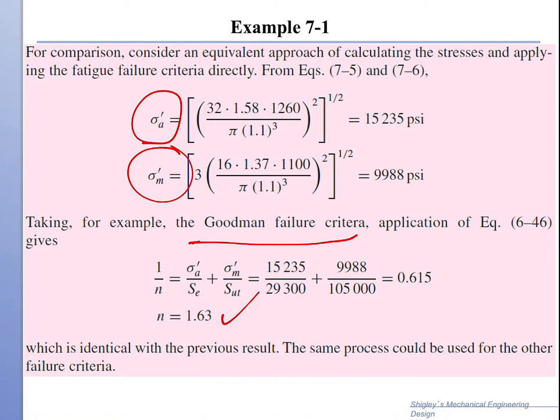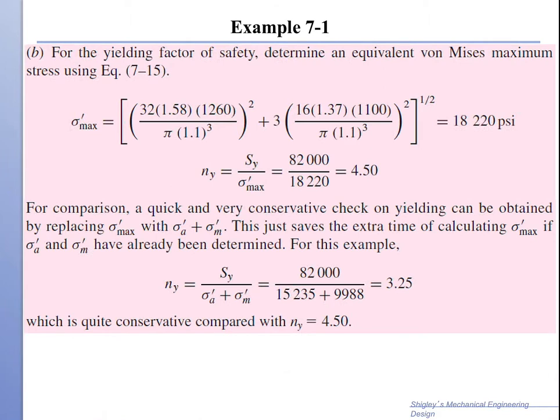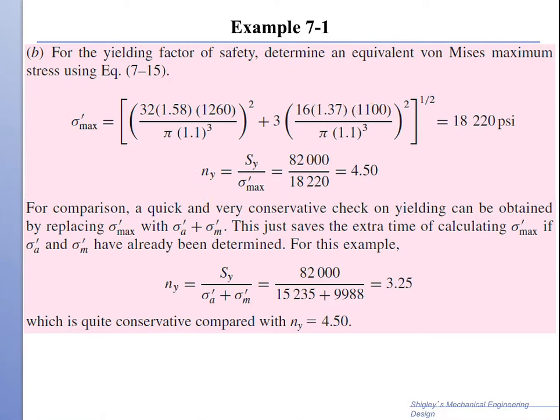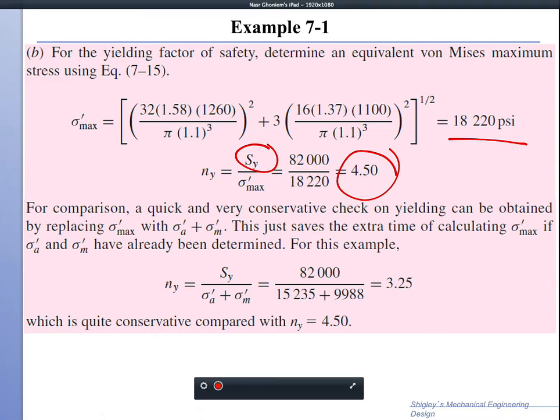But for the first yield, I must find the maximum stress, and the maximum stress would be the maximum value of the von Mises stress. So this is max bending, and this is max torsion. And then I add the two of them together in the von Mises sense to produce the maximum von Mises stress of 18,220 psi. And since the yield strength is 82,000, then the factor of safety for yield is essentially 4.5.